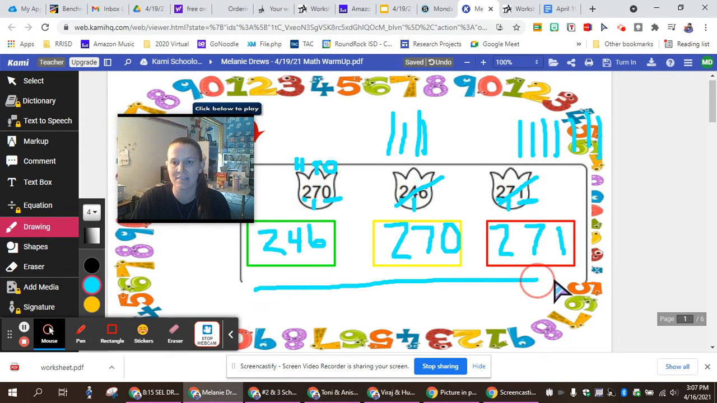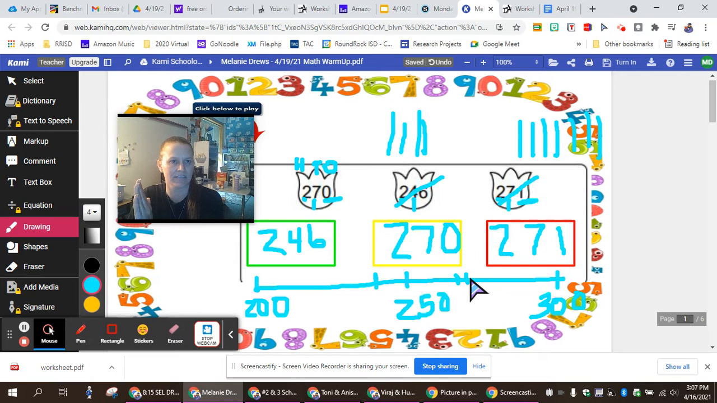Because if I was thinking of like number line or counting, okay, there's 200. I'm going to do a 250. I'm going to do open number line, by the way, and 300. If I think of where these are, 246 would be about right there, right? 270 would be a little bit more past 250, and then 271 would be right after that. So on my number line, I should be going from least to greatest as well. So it's another way that you could kind of think of how to make sure that it's the right place.